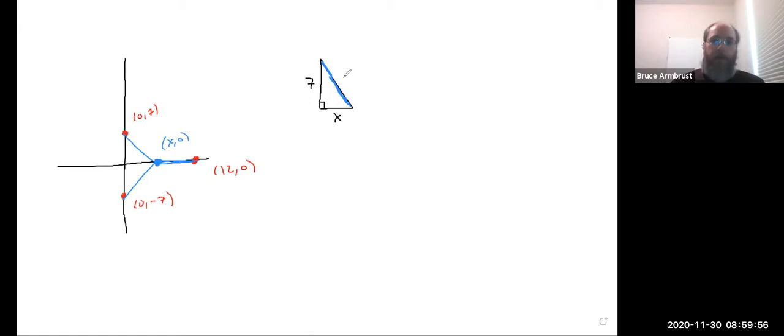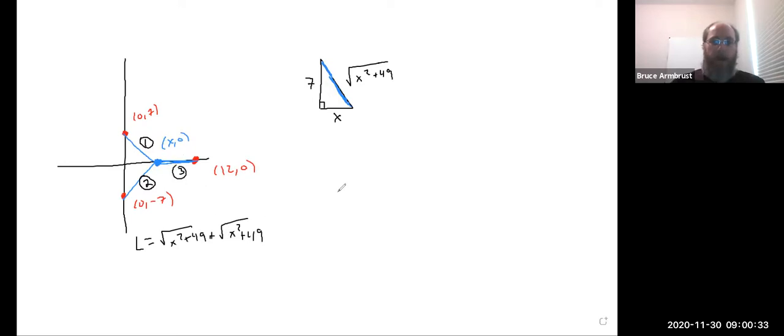So that means that this length up here, we can find from the Pythagorean theorem. And so that's the square root of x squared plus 49. All right, so that's the length. I'm going to call that length number 1. Well, length number 2, by symmetry, is exactly the same, right? So if we're going to look at the total length, it's going to be the square root of x squared plus 49 plus another square root of x squared plus 49.